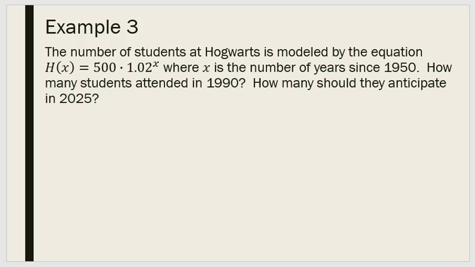So for our first example, we have a population model given for how many students are at Hogwarts at a given year. And do note that this x value is going to be measuring the number of years since 1950.